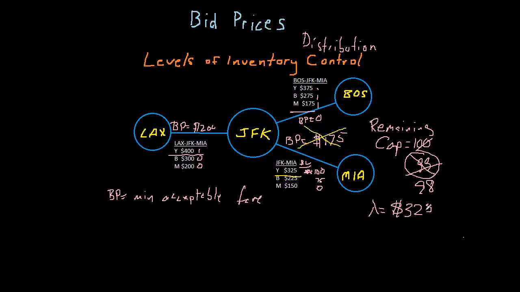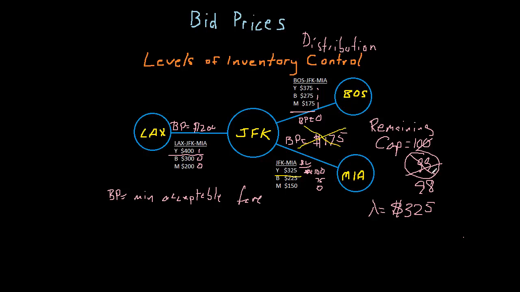And if we were running our linear program, and it is deterministic, so we're saying we know with certainty that a customer is out there willing to pay $325, our bid price, our shadow price on this capacity constraint, would be $325, and that becomes our hurdle rate, or our bid price for that leg.